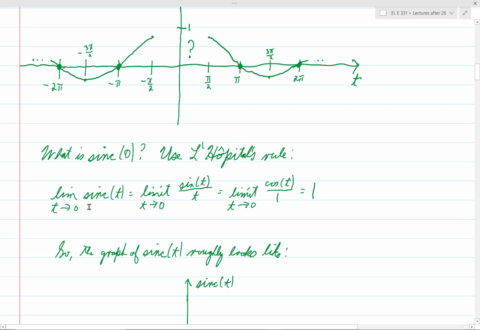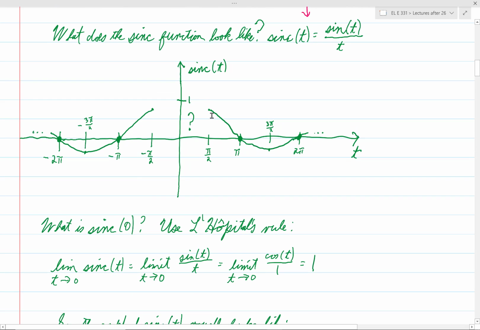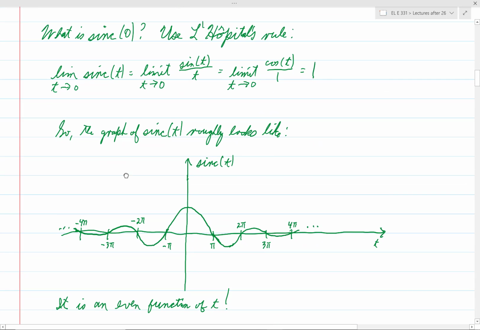So the limit as t goes to 0 of sinc of t is the limit as t goes to 0 of sine t over t, because that's what sinc of t means. And then we'll use L'Hopital's rule in going from here to here. And L'Hopital's rule says take the derivative in the top and the derivative in the bottom. So the derivative of sine t is cosine t, the derivative of t is 1, and now take the limit of this as t goes to 0, and we just have 1. So just as the graph sort of suggests, we just need to continue these curves on up here to 1, and we get that the sinc function looks roughly like this.